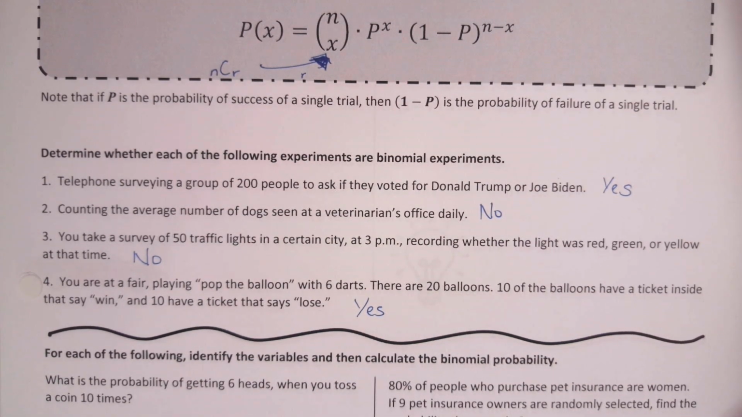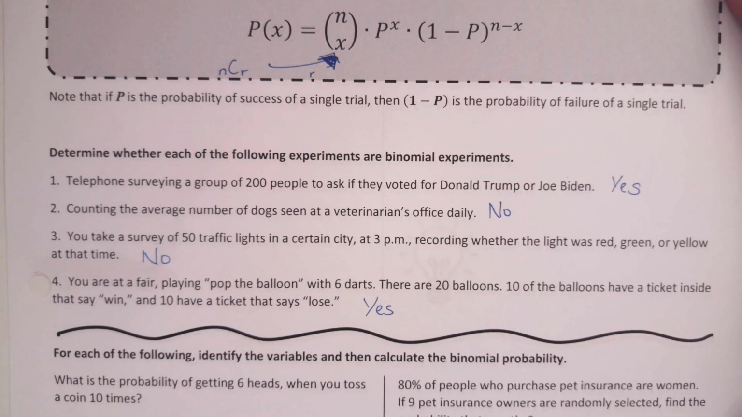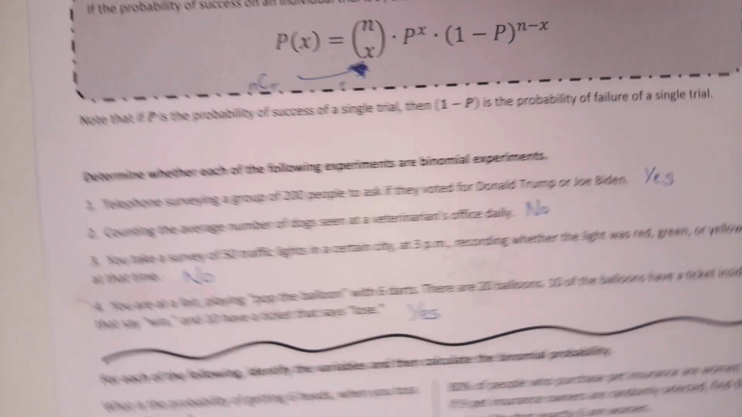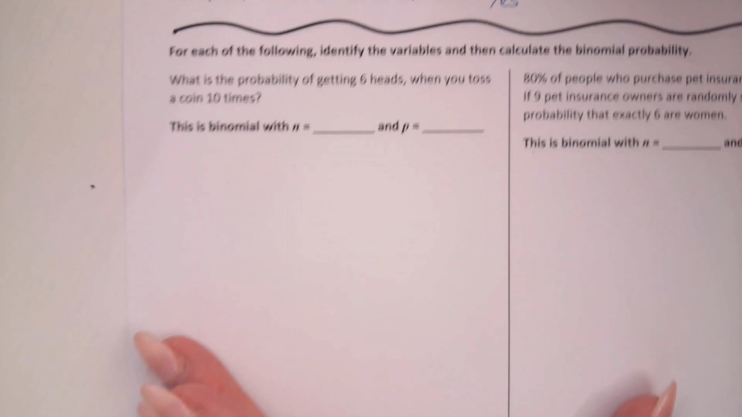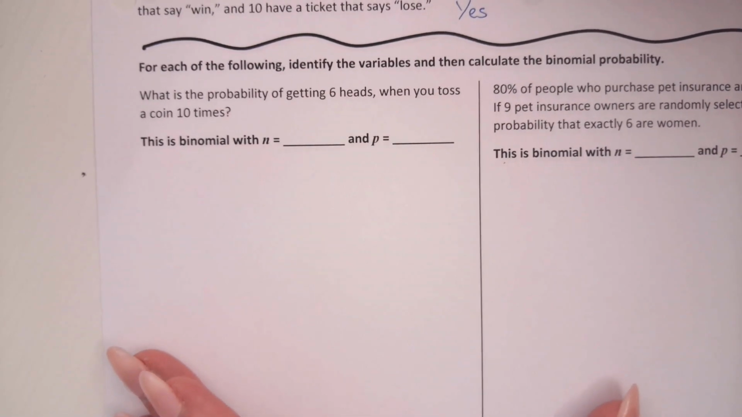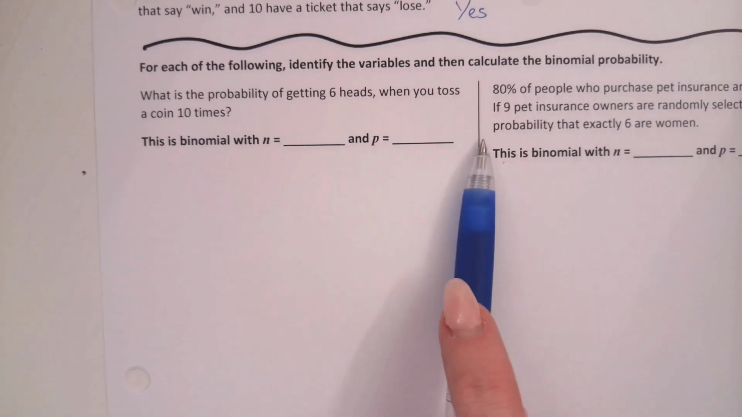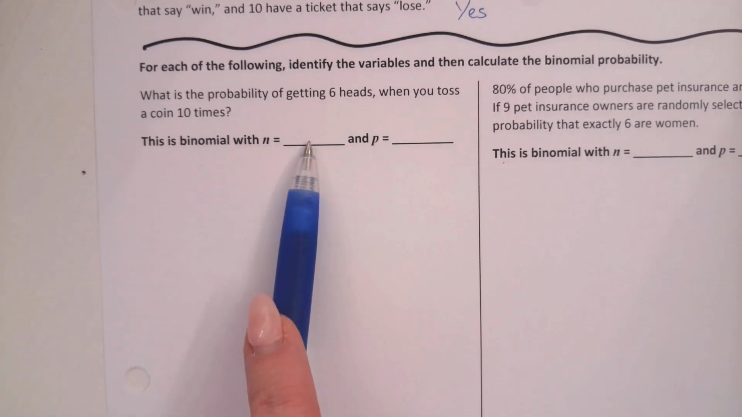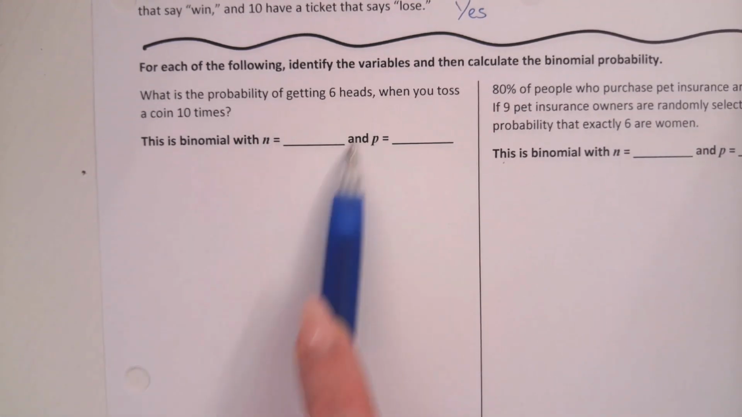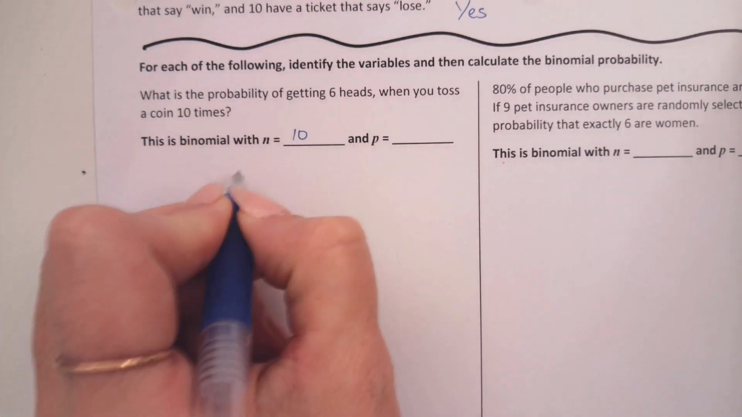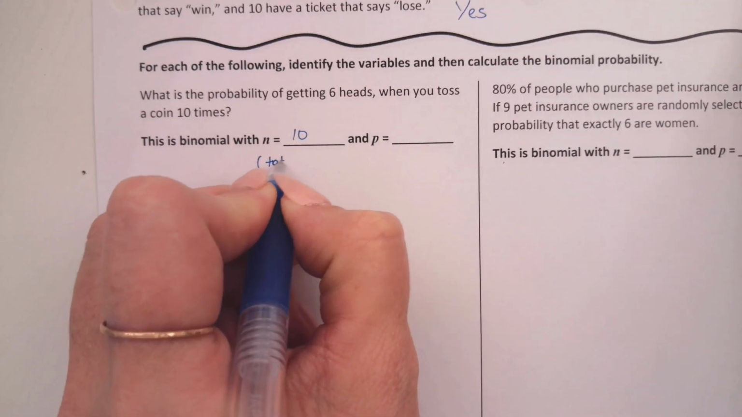Okay, looking at our first one, we're actually going to calculate it. We're going to set it up the way Mr. Barnes has requested, with the very specific notation that they use for AP stats. It says, what is the probability of getting 6 heads when you toss a coin 10 times? He always starts by writing this line: this is a binomial with n equals, so this would be our total number of trials. What's our total trials? 10. I'm going to write that underneath. Total trials.